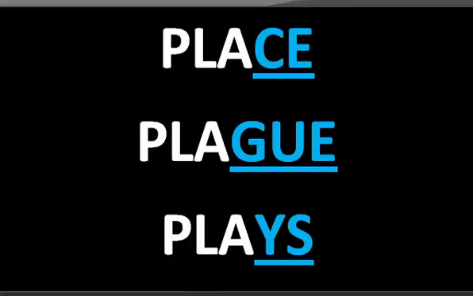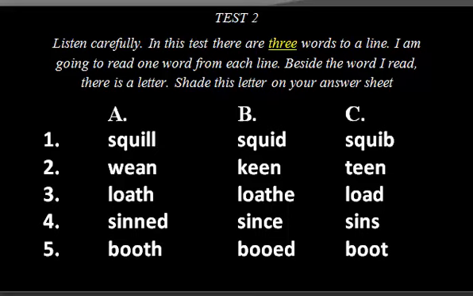Listen carefully. In this test, there are 3 words to a line. I'm going to read one word from each line. Beside the word I read, there is a letter. Shade this letter on your answer sheets. Here are 5 examples. Example 1. Squib.